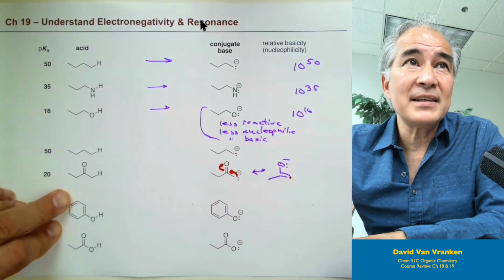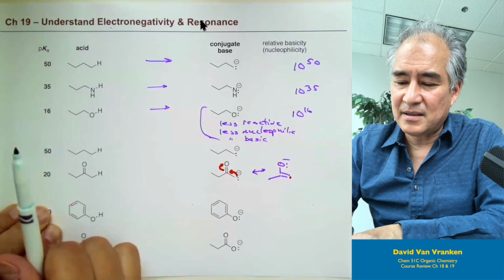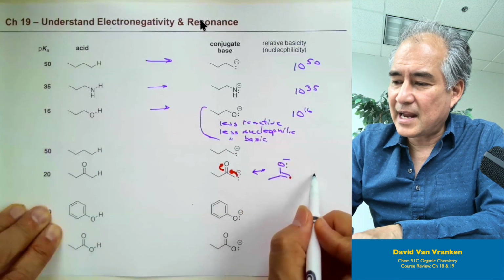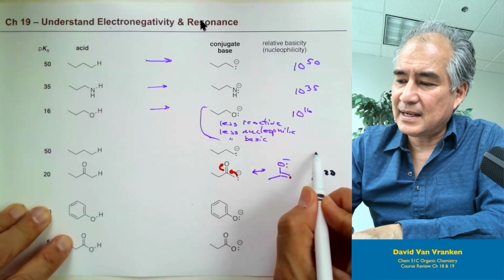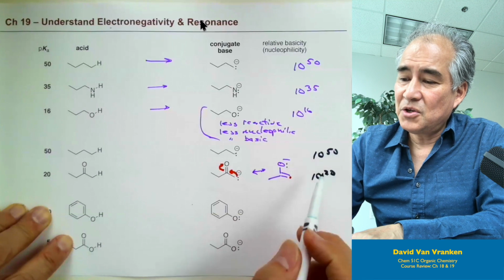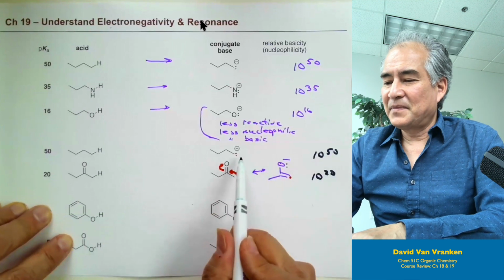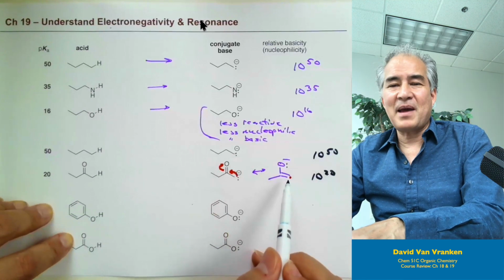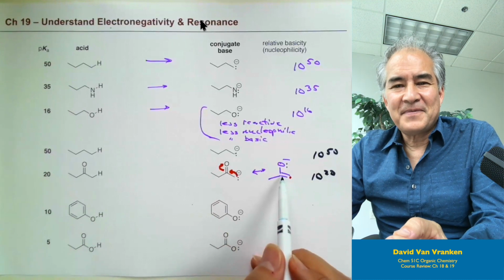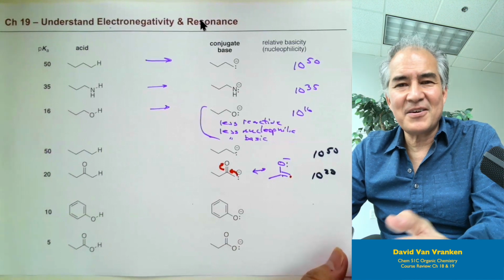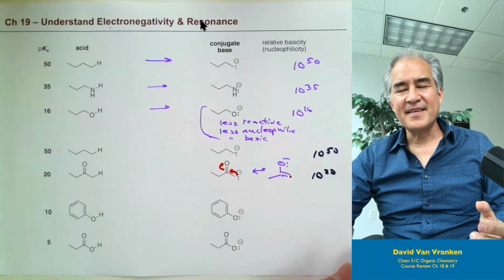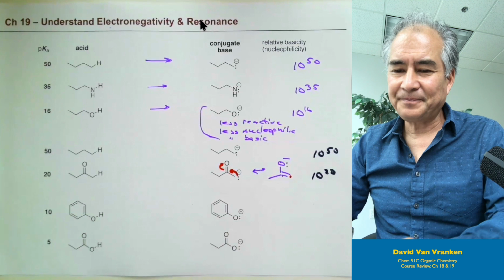About how much less reactive? Well, I'm just going to take 10 to the power of the pKa for the conjugate acid. If this is in relative terms 10 to the 20 nucleophilicity, and this is 10 to the 50, you'd predict that the alkyl anion is 30 orders of magnitude more nucleophilic than an enolate. And that makes perfect sense. Man, that's hard to imagine. 10 to the 30 is such a huge number.